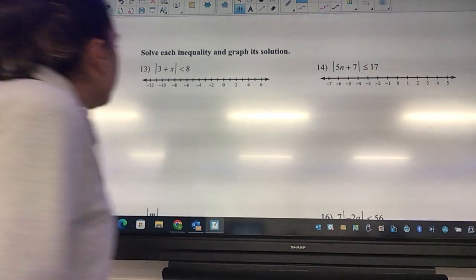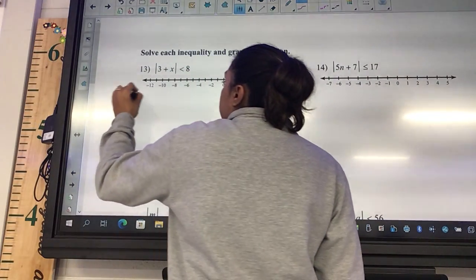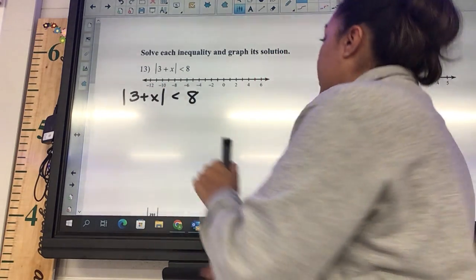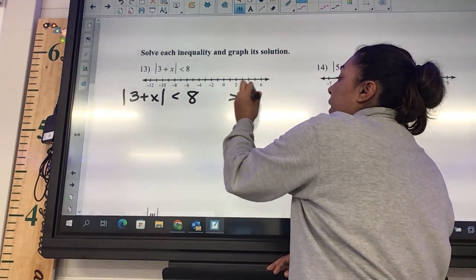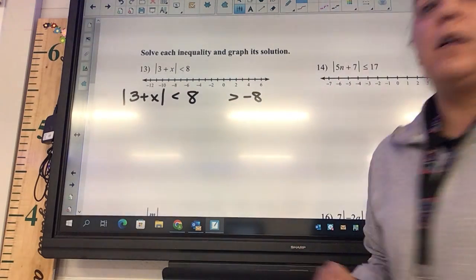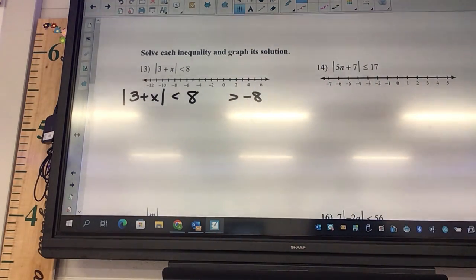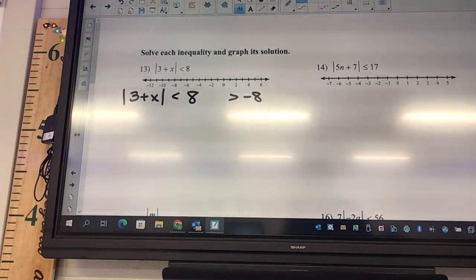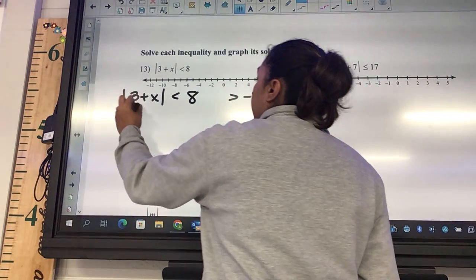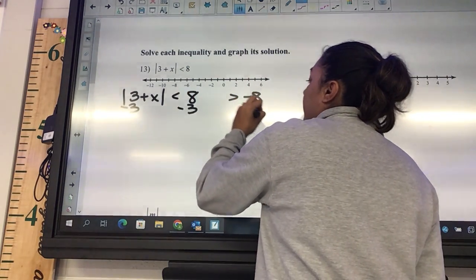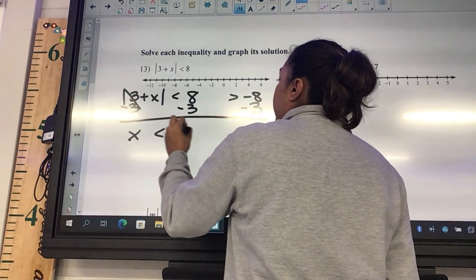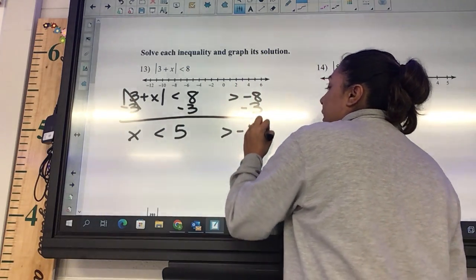Okay, 13. Are the bars not by themselves? Yeah, so we're going to flip it and make the other one negative. Okay? It works the same, except you need to flip the sign on the second one. We can't just make it a negative. And then, same thing, subtract 3. Okay, so we're going to get x, and it's going to be 5 and negative 11.